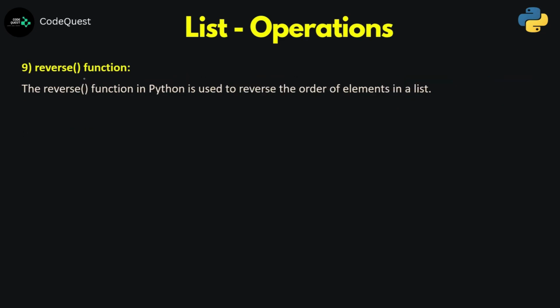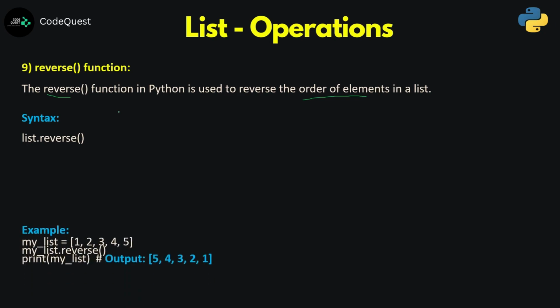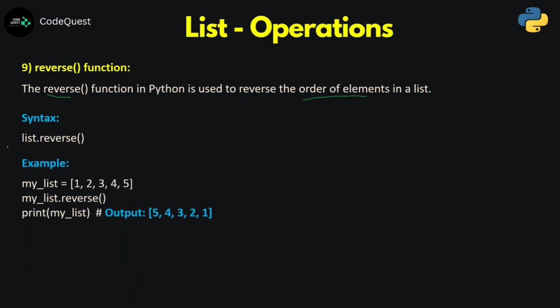Now the reverse function, as the name indicates, is used to reverse the order of the elements in a list. So if I want to reverse the entire order of elements present in a list, we can simply call this reverse function. Let's say we have taken this list 1, 2, 3, 4, 5, on which we are applying reverse. All the elements are now reversed and we get them in the reverse order.